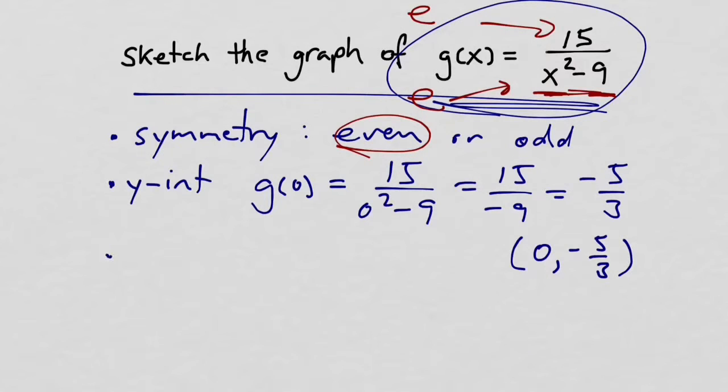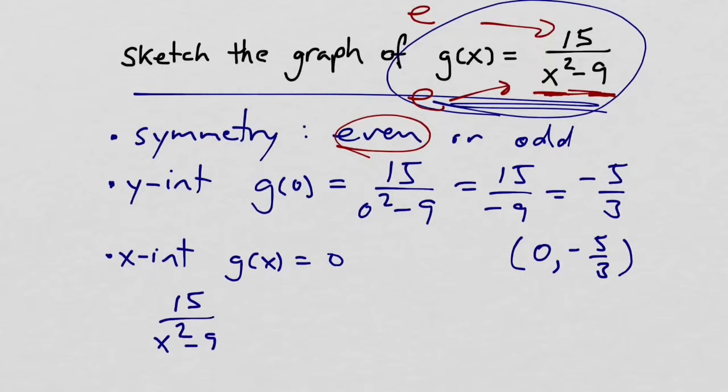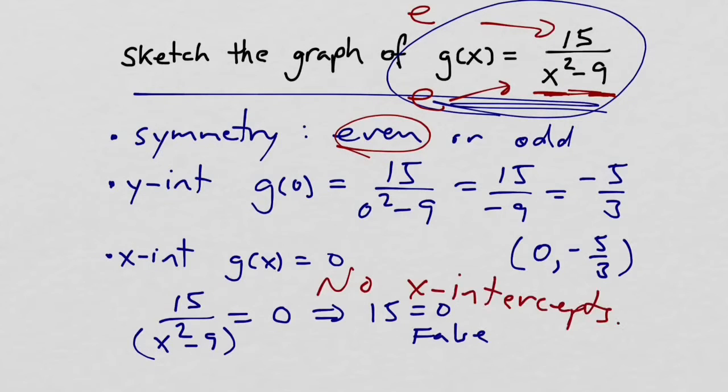For the x-intercept, I want to solve the equation g of x equals 0, but we'll see in a moment this doesn't have any solutions, because if we set a rational expression equal to 0, the only way for that to be a solution is if the numerator equals 0. So, trying to solve that, if I multiply both sides by the denominator, we end up with 15 equals 0, which of course is false. So there are no x-intercepts.